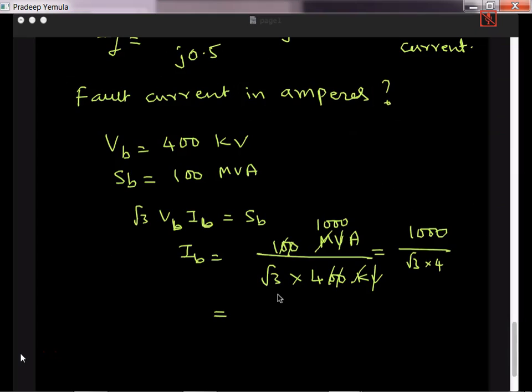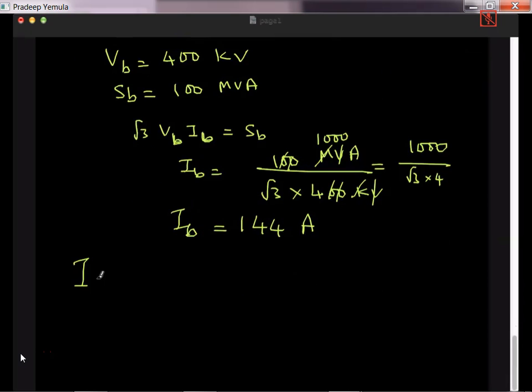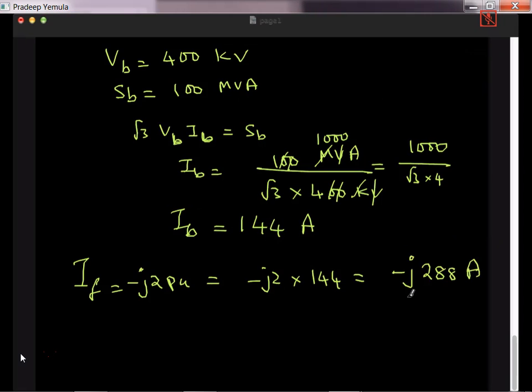1000 divided by square root of 3 into 4. So I get approximately 144 amperes. So this is the base current. Therefore, if the fault current I fault is minus j2 per unit, that is nothing but minus j2 into 144, so that will be minus j288 amperes. So the magnitude of the fault current is nothing but 288 amperes. So this is how we can calculate the amperes.